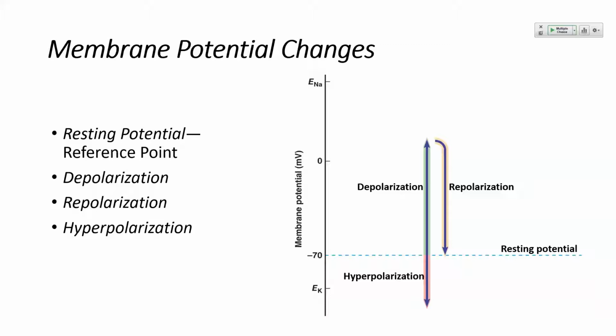So depending on the direction of change of the membrane potential, we can classify these as different types of events, right? Depolarization, repolarization, and then hyperpolarization is overshooting, becoming more negative than the resting membrane potential.